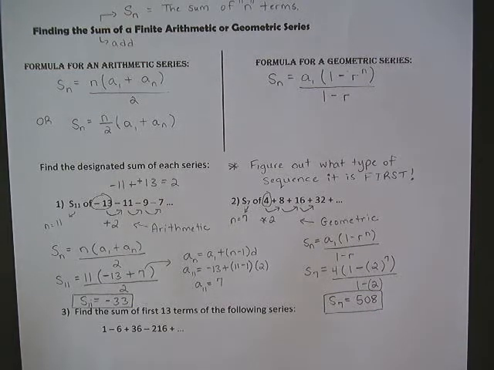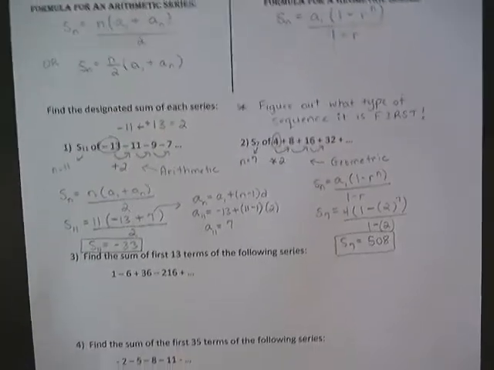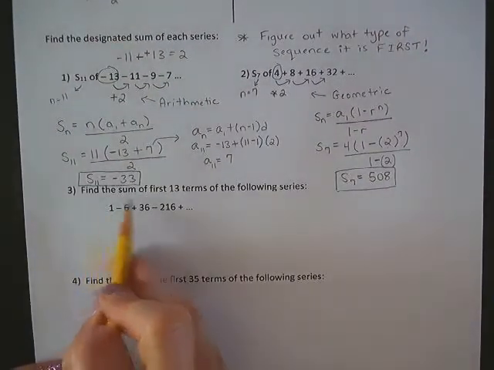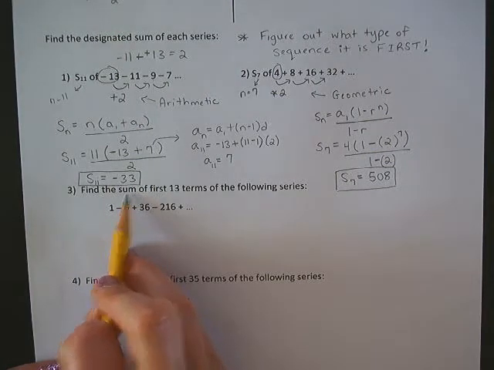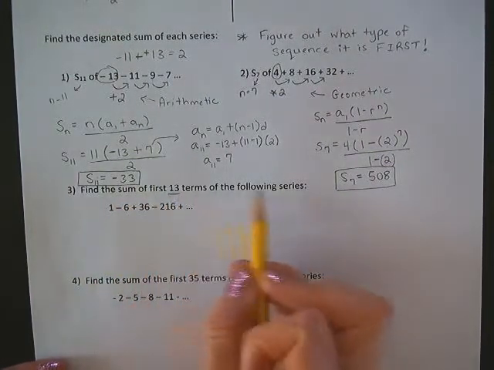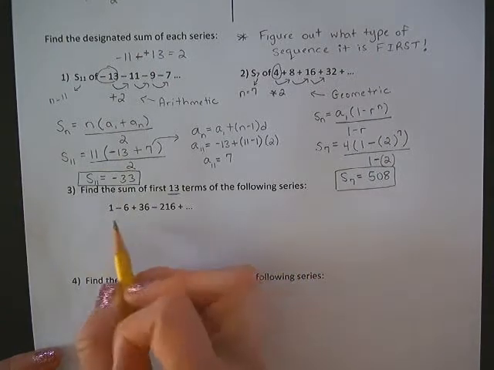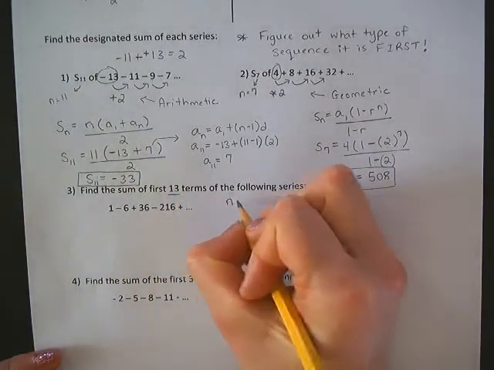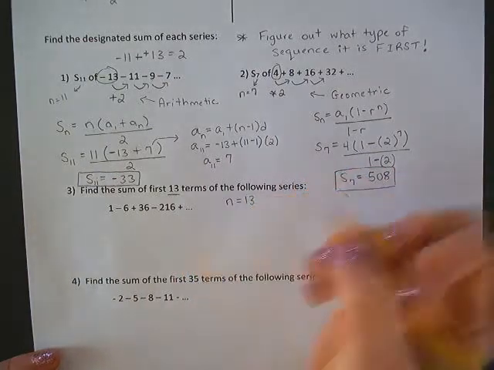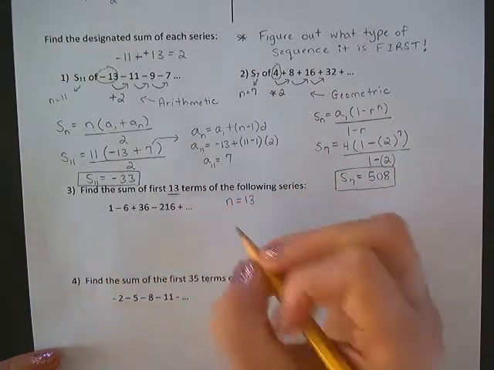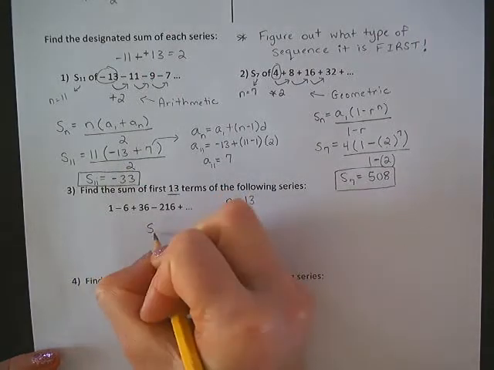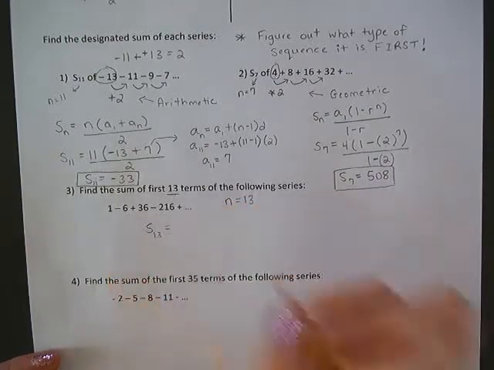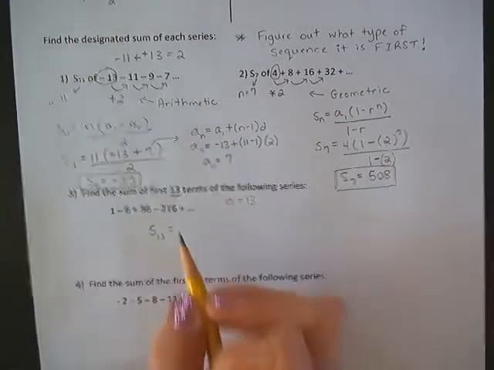Okay, so the next problem, just kind of getting more practice in, says we have to find the sum, in other words, add up the first 13 terms in the following series. And then it gives us the series. So because we're adding up the first 13 terms, that means that n is 13. And so the notation with that would be we're finding the sum of the first 13 terms, so it would be S sub 13. Okay. So again, we've got to figure out what kind of sequence it is.